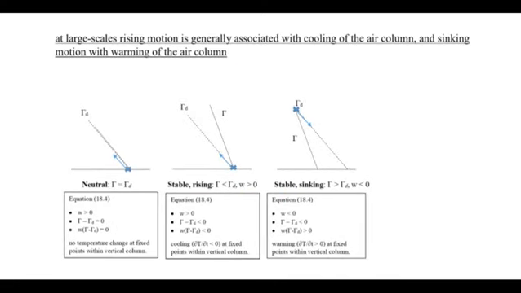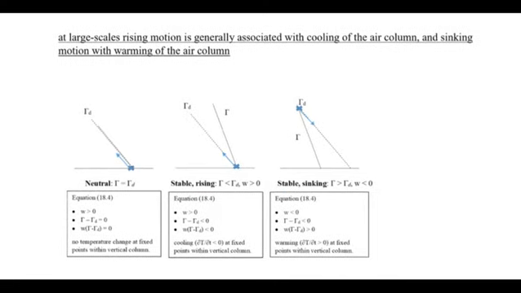At large scale, rising motion is generally associated with cooling of the air column and sinking motion with warming. This will come into play in the next class, 121B, when we look at baroclinic systems. The adiabatic cooling of the air downstream of a trough has an effect on the dynamics of the storm system, and we'll learn about that.